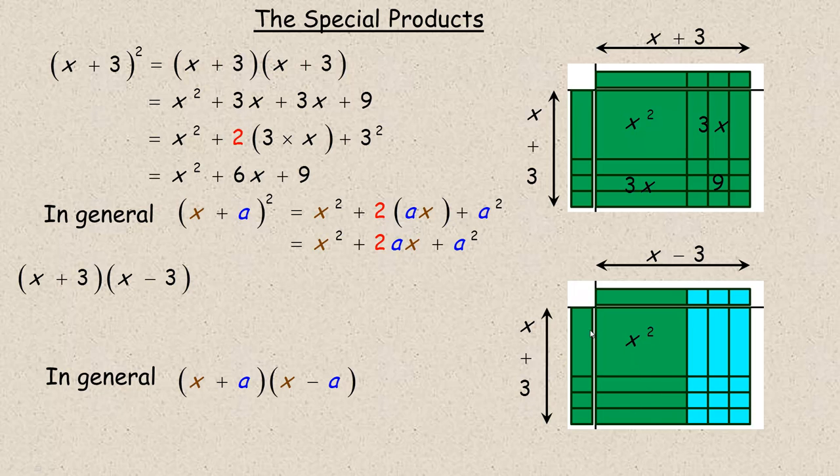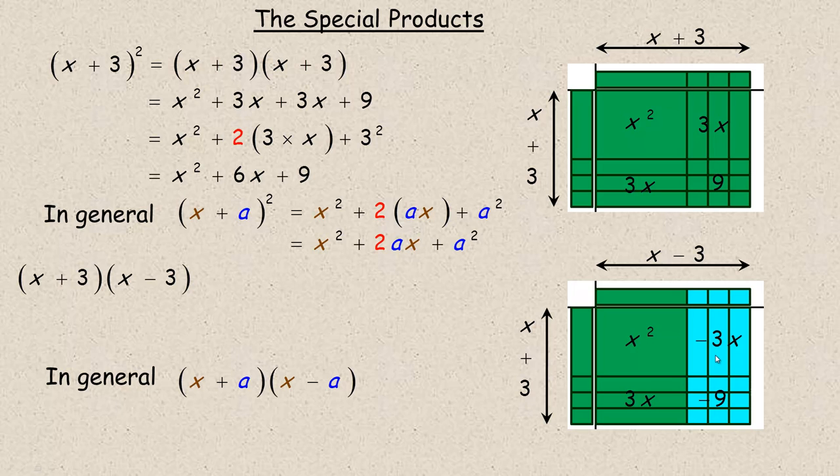This is an x by x squared, so its area is x squared. This area right here is x times negative 3, so that would be minus 3x. So there's 3 negative x's there. This rectangular area here is 3 times x, so that's 3x. And then this area here comes from multiplying negative 3 by positive 3, and that's negative 9.